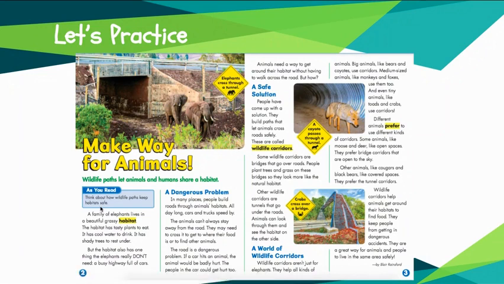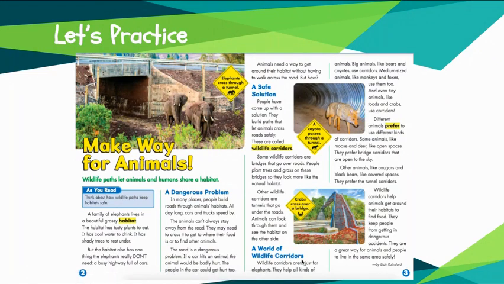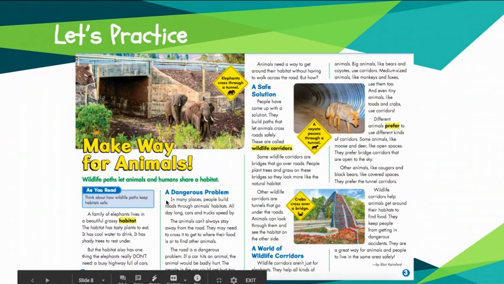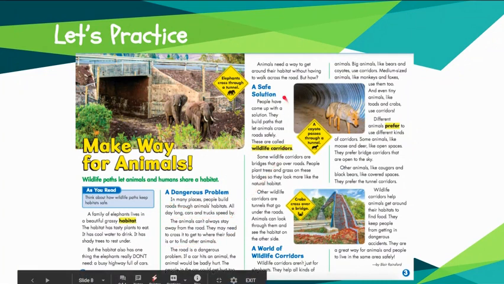A section would start with the heading. So if we look, we have headings like A Dangerous Problem right here. We have A Safe Solution and A World of Wildlife Corridors. Those would all be headings for the sections. Usually the heading will give us a little hint what that section's about. You can also see the paragraphs because they have those indentations. So if we look here, we have an indentation. This would be one paragraph. This would be another paragraph. But again, this whole thing here would be a section. It's made up of 3 different paragraphs.